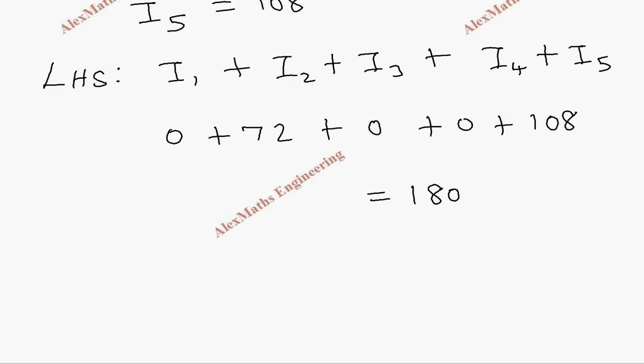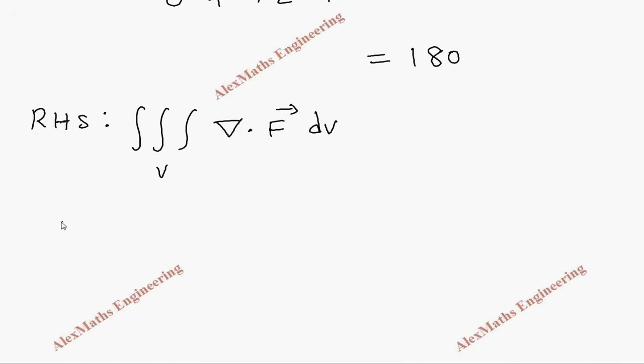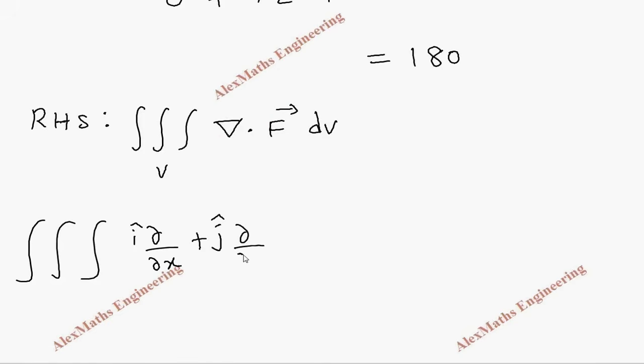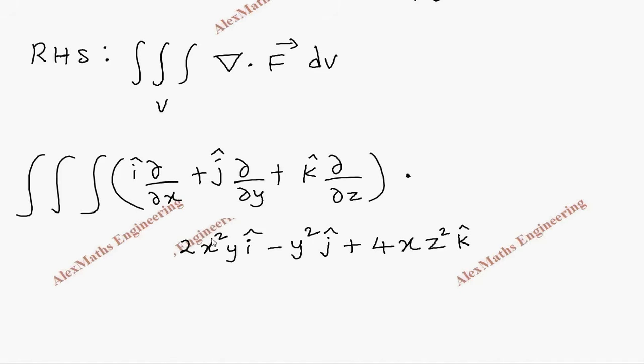Now we are going to take the right hand side of the Gauss divergence theorem. The right hand side is the triple integral over volume of del dot F vector dV. Now we have the triple integral. Del is i cap into dou by dou x plus j cap into dou by dou y plus k cap into dou by dou z, with this dot of this F vector. Then we have dV. dV is dx, dy, dz.